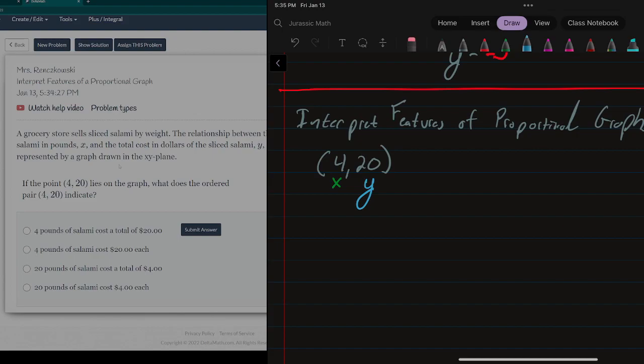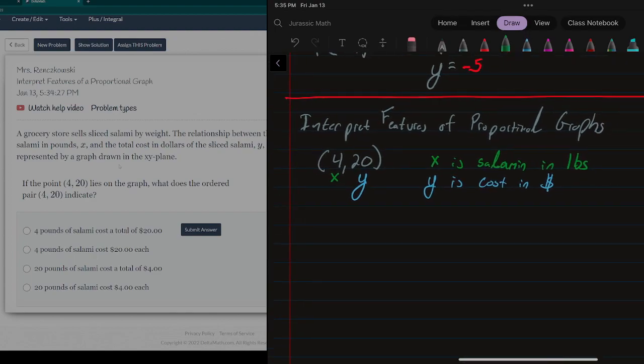And in this case, it was read that x is salami in pounds. So I'm going to write salami, and lbs is the abbreviation. And y is cost in dollars. So what this is telling me is that if you have 4 pounds, then it equals $20.